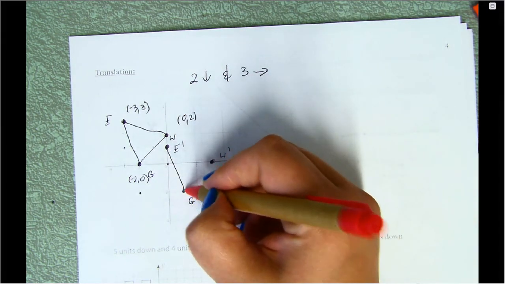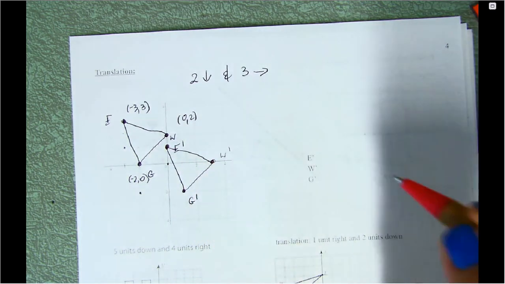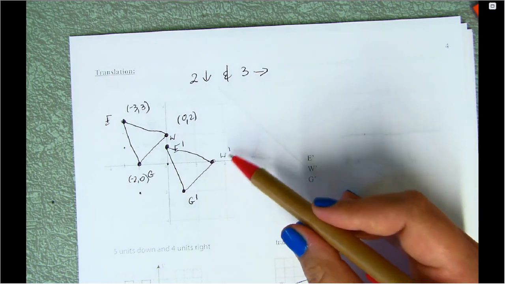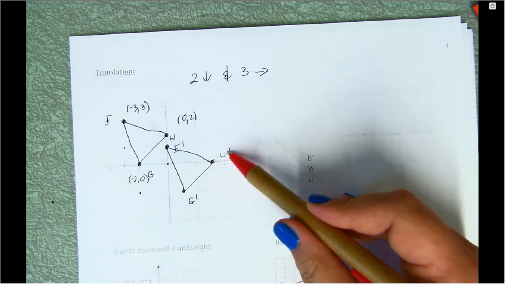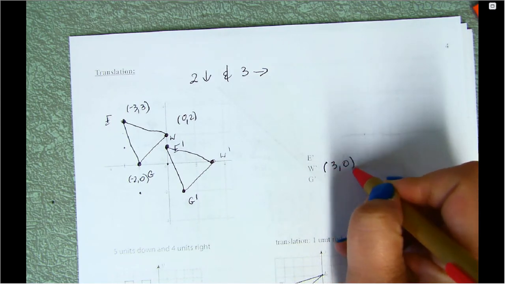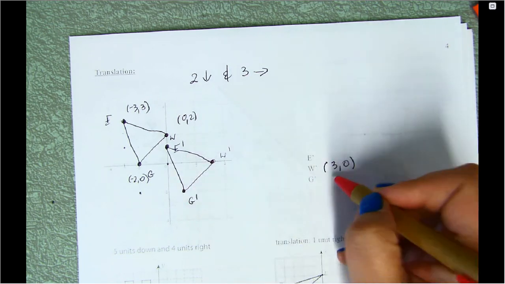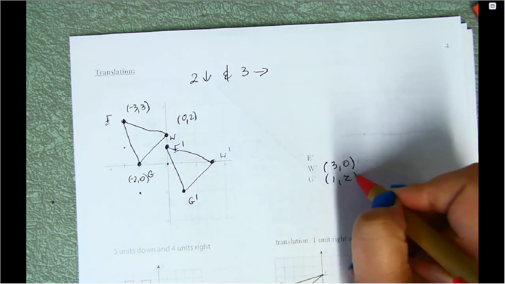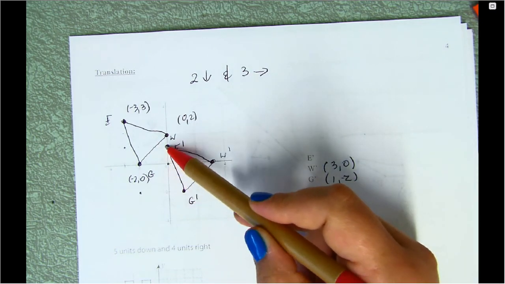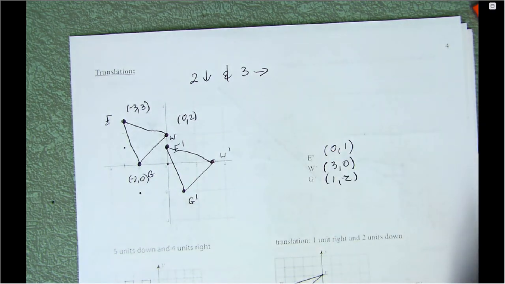So then I will connect it. And I should have written the coordinates first because see how messy that is now? Sometimes it's hard to see. But the new coordinates for W prime is 3 for x, 0 for y. G is 1 for x, negative 2 for y, and then 0 for x and 1 for y is for E. Translations are easy.